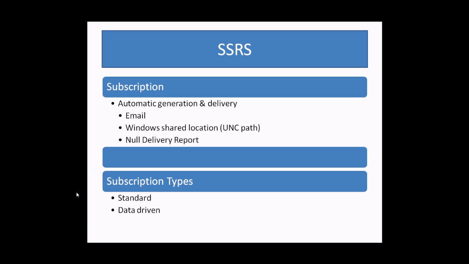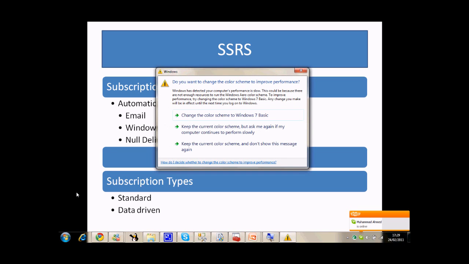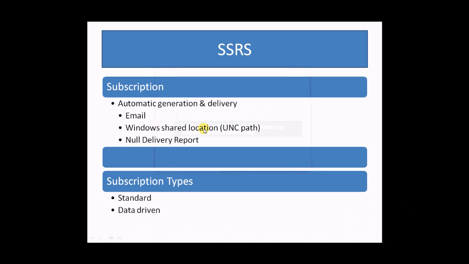Data driven subscription is quite dynamic. For example, in standard we say this report should be created on Monday at 7 AM and should be delivered to this folder in PDF format. So we in a way hard coded all this information, and then the report will be created every Monday at 7 AM.